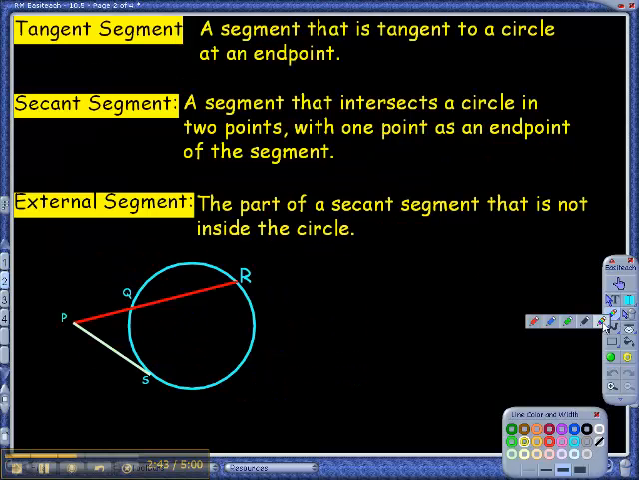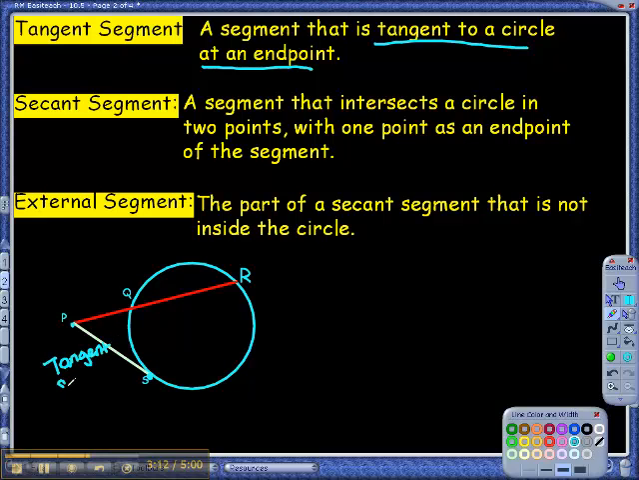Alright, now the vocabulary that we're going to take a look at, we've seen the words tangent and secant before. The difference is we've talked about these as lines that continue. A tangent segment is just a segment that is tangent to a circle at an endpoint. So we know that a tangent segment is going to have an endpoint that's on the circle that is the point of tangency, and it's a segment, so it's going to have another endpoint. So this right here would be an example of a tangent segment.